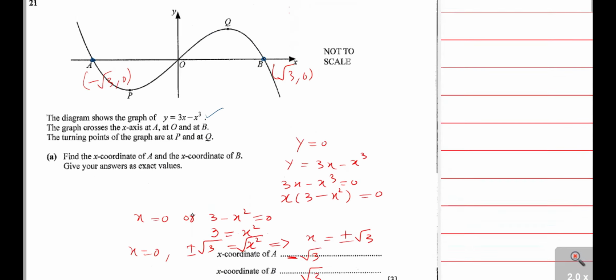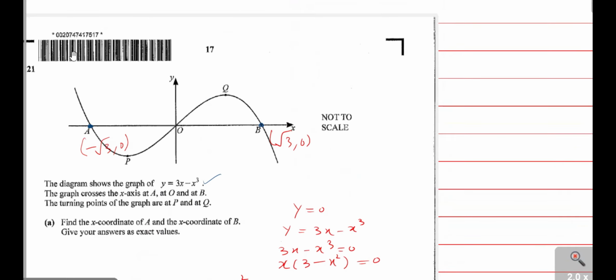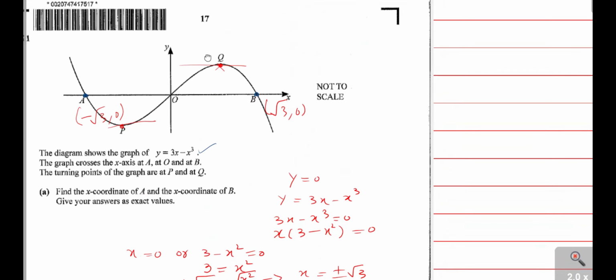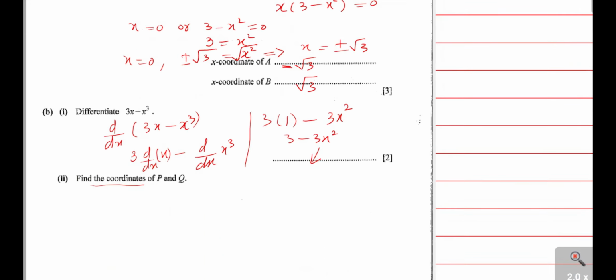Look here. These coordinates P and Q are the turning points. At the turning points, the derivative will be 0, because when we take dy over dx of the graph, this is the gradient of the tangent. The gradient of the tangent at turning points equals 0. Therefore, we take dy over dx equal to 0 for the turning points.